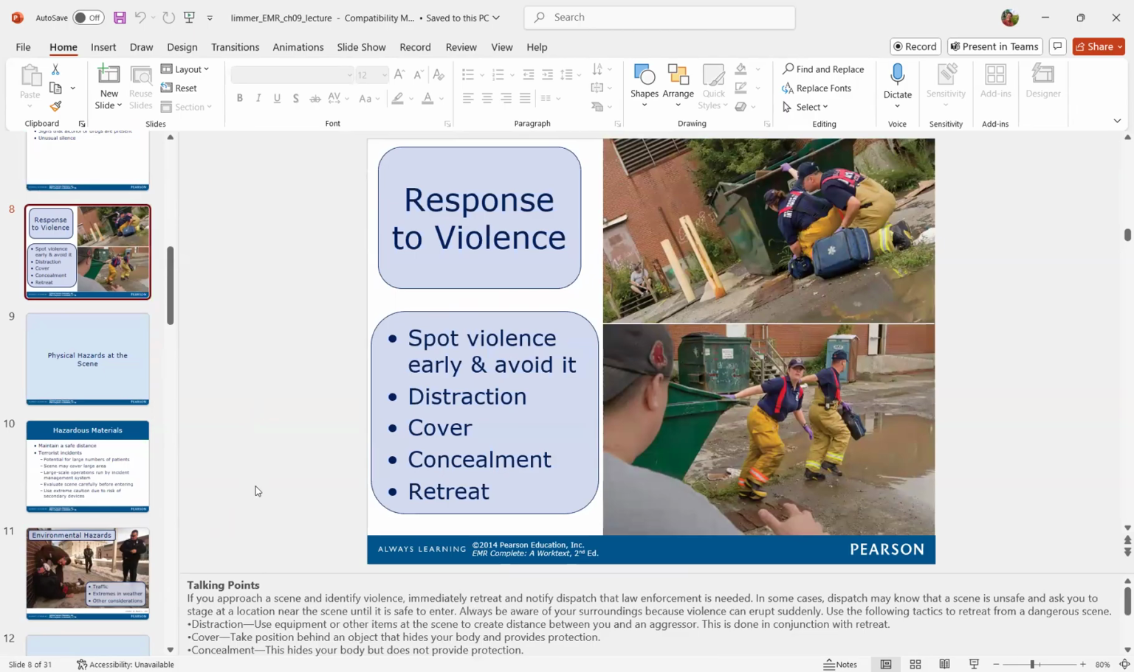So if we approach a scene and identify violence, we immediately want to retreat. We can run away from stuff if the scene is not safe. That's not called abandoning your patient. That's called scene not safe, get out. And notify dispatch that law enforcement is needed on scene.